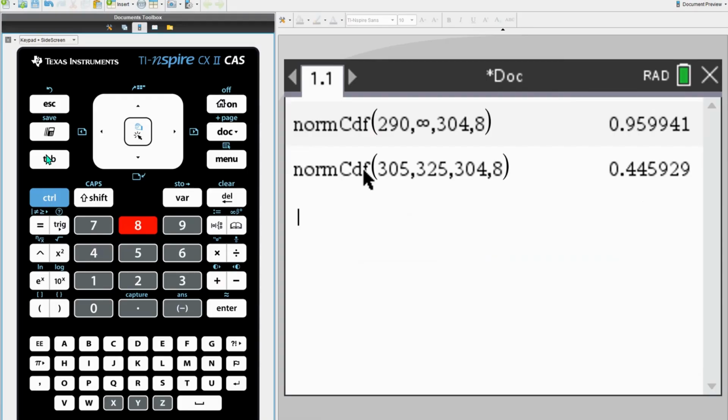Again, the College Board would like you to draw the picture of the normal distribution, shade it in appropriately, and then document each of the parameters, each of those four different numbers that went into the calculation.